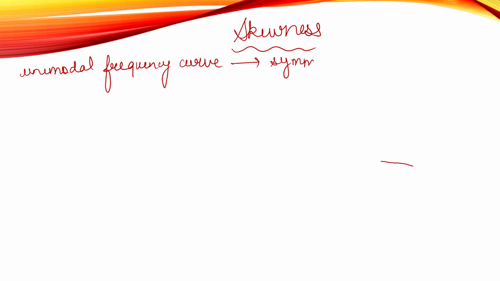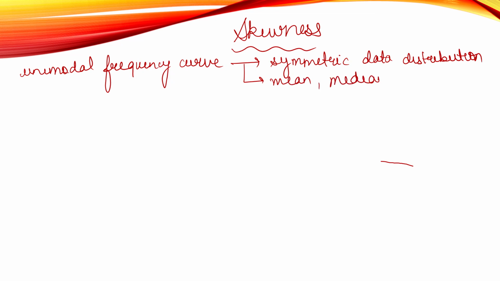What is skewness? It is in a unimodal frequency curve with a perfect symmetric data distribution of mean, median, and mode, all at the same center value.